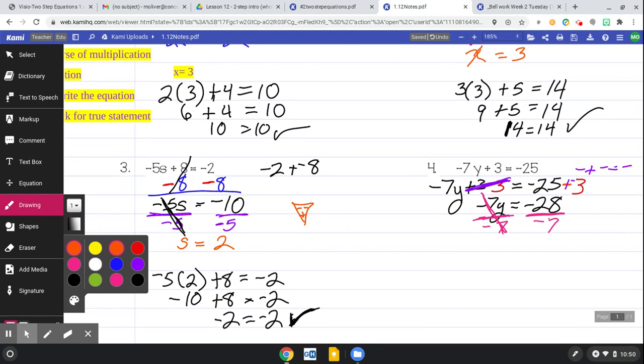And let's get our solution. Y equals, and a negative divided by a negative makes a positive 4. So that's my solution. If I plug 4 into my equation, when I check my work here, I should get my negative 25 on the other side.